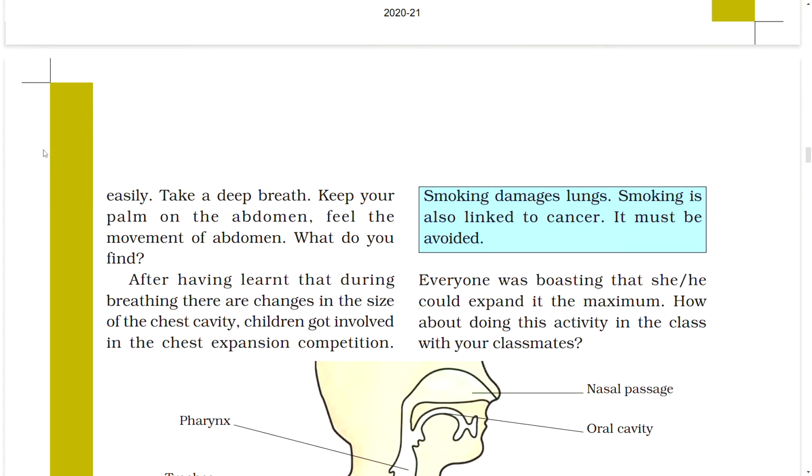Smoking damages lungs. Smoking is also linked to cancer. It must be avoided. Everyone was boasting that she or he could expand it the maximum. How about doing this activity in the class with your classmates?